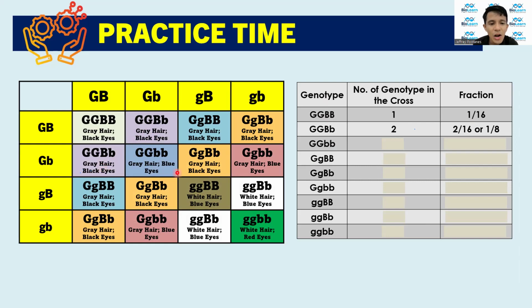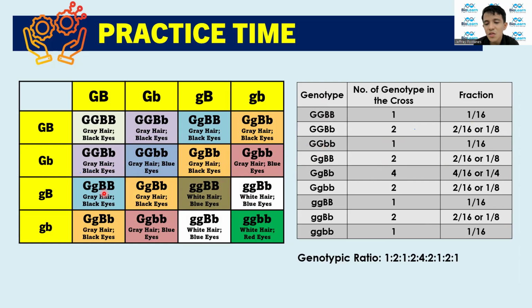Next, homozygous dominant G and homozygous recessive B, that's 1. It's this one. Okay? 1/16. Heterozygous G, homozygous dominant B, you have here 2. Okay? It's 2/16. And then you just have to follow the same thing all over again. Okay? So that's a genotypic ratio.